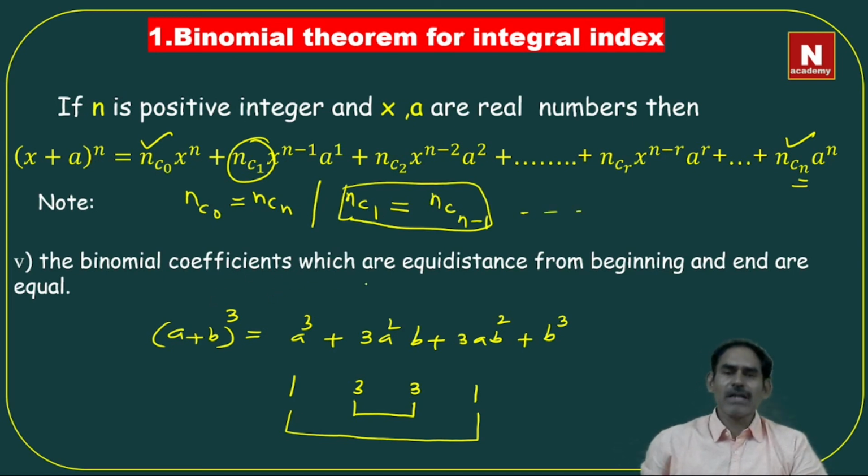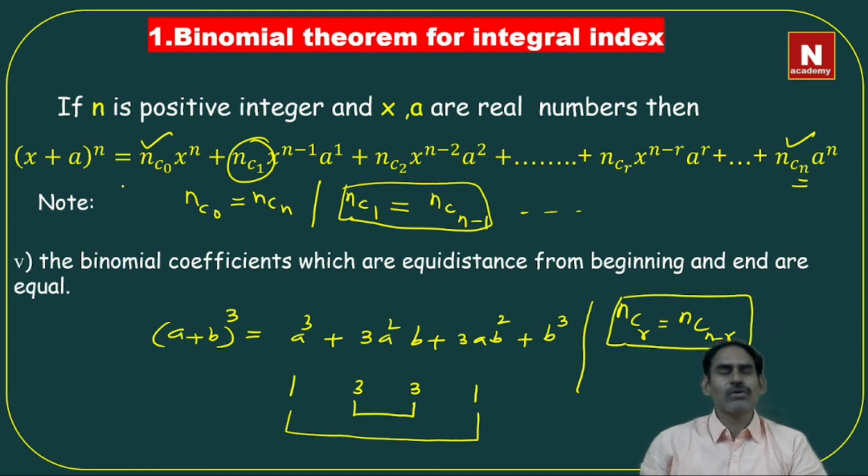Why? Because there is a formula from permutations and combinations: nCr is always equal to nC(n minus r). Therefore, binomial coefficients which are equidistant from the beginning and the last are always equal. This is note number 5.